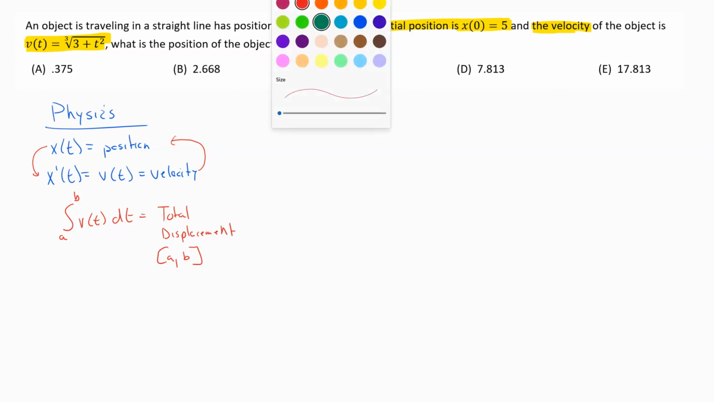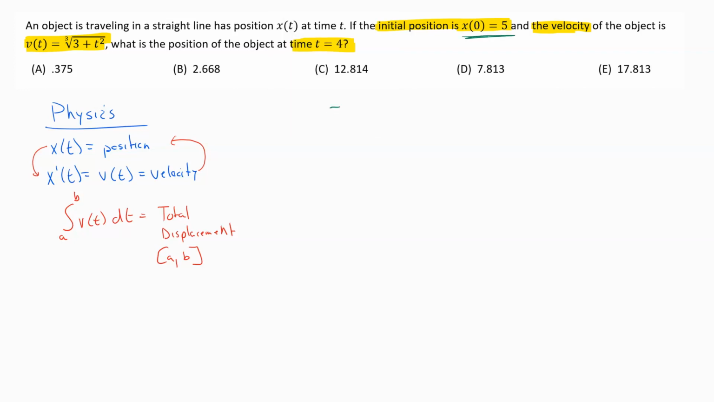So what we've got is a starting position of 5 essentially. And what we want to know is, where do we end up over here? To do that on this problem, we're just going to need to find the antiderivative of our velocity equation that they gave us. So this would be the integral of the cube root of 3 plus t squared dt. And they want to know over the first 4 time units, so we'd be starting at 0 and ending at 4.